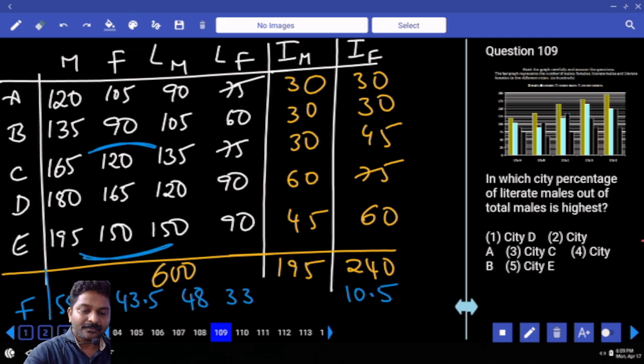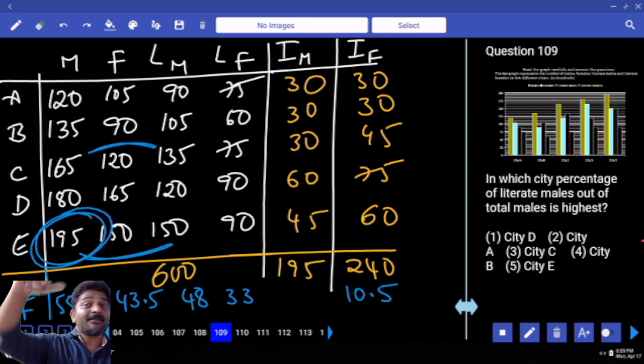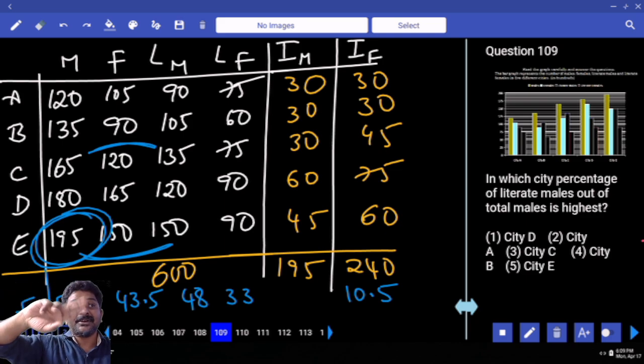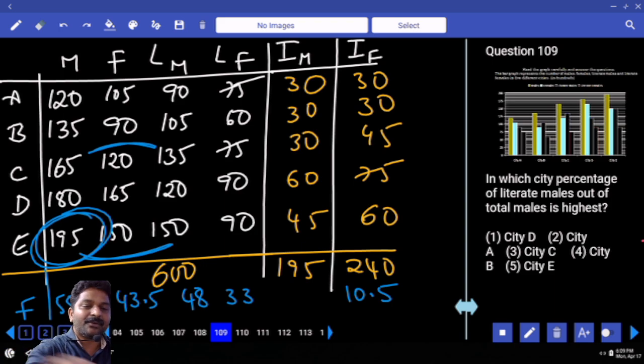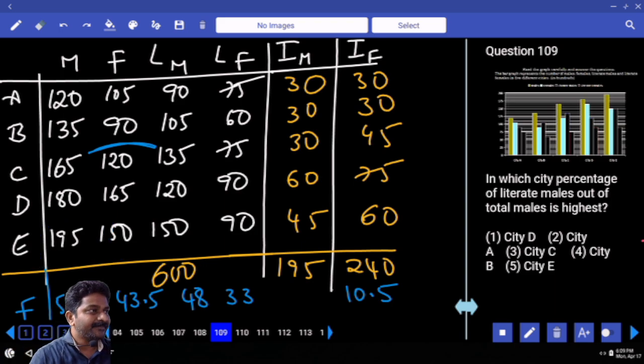45. What is 20% of this number? 39. We have to subtract more than that number. That means we have to subtract more than 20%. Then the value becomes less than 80. So for what is it highest? C. Got it?